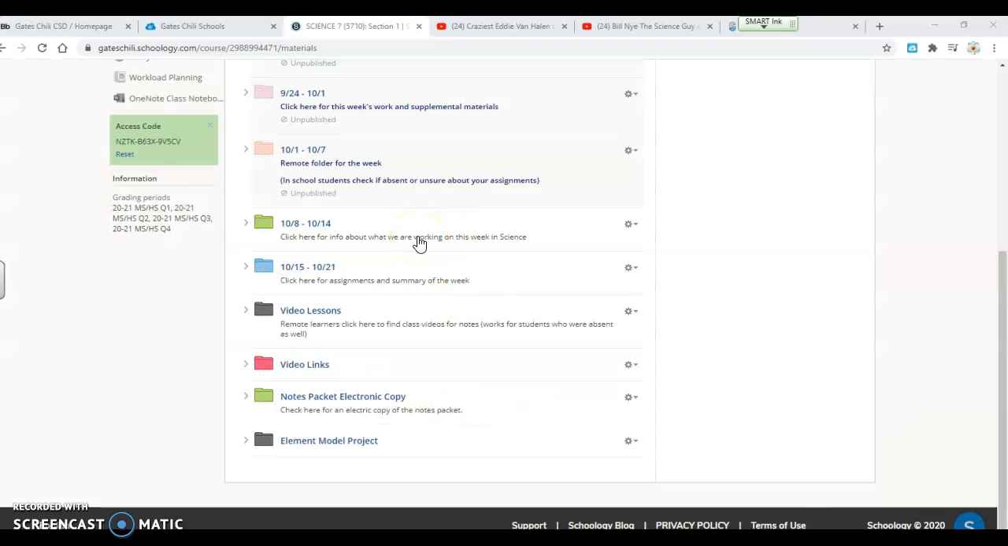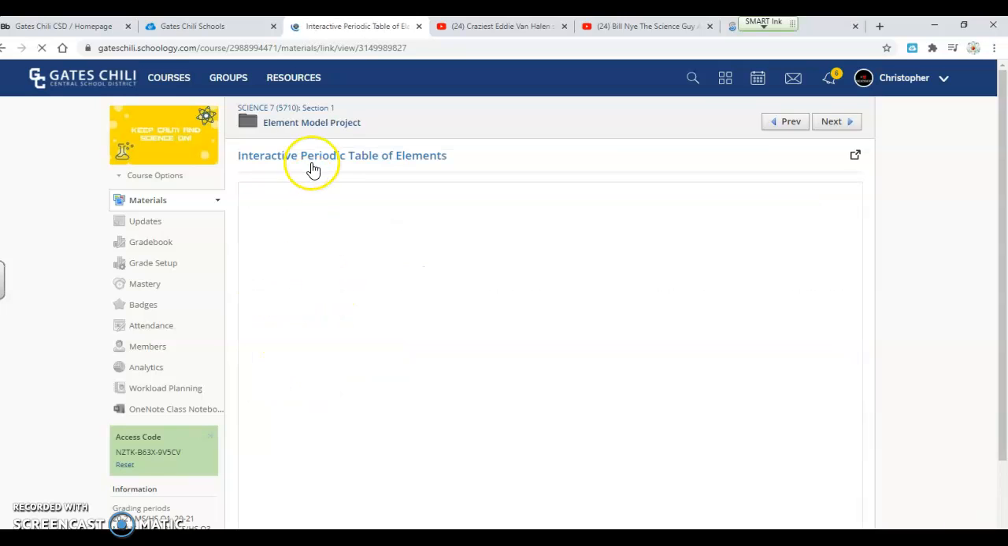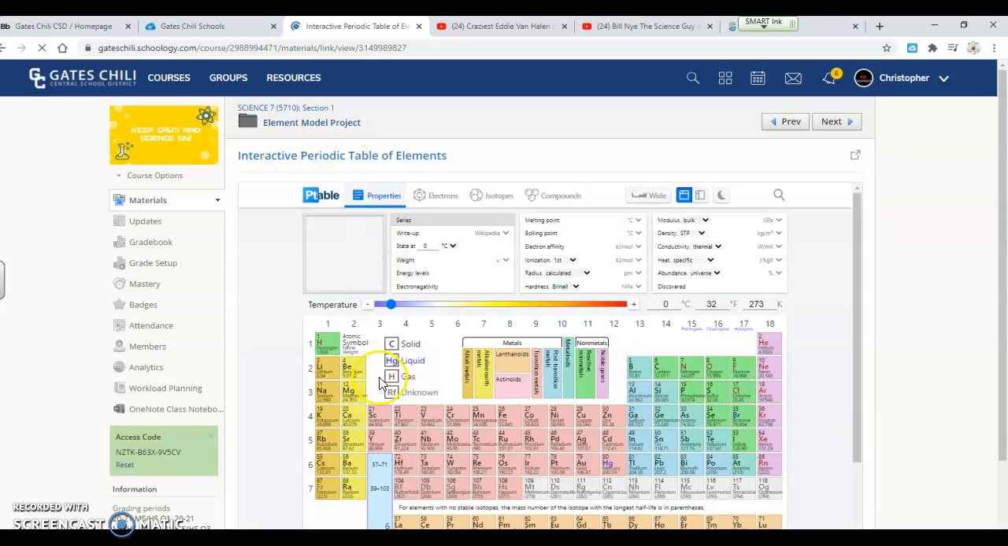Let's take a look. Here's Schoology again. Let's take a look and make sure we can find all of the things we need to do for our element project. Notice the interactive periodic table and these other resources which give you information about your element. If I click on the interactive periodic table, I can find all the elements of the periodic table.